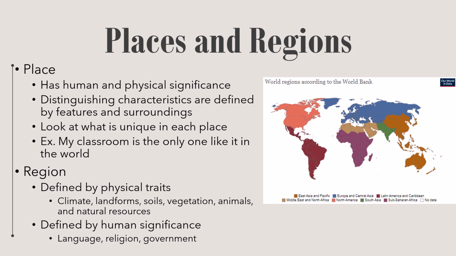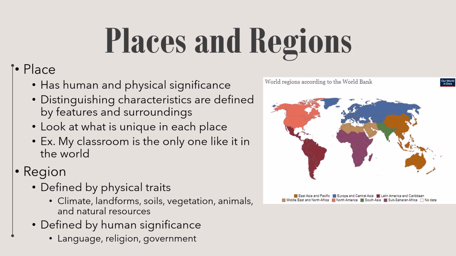So place is just an area anywhere on Earth. It can be big, it can be small, and it is basically all of the different things that make up that place. So different physical features and different human features. So, for example, my classroom is the only one like it in the world. Yes, there are similar classrooms in the same school, but they don't have my exact decorations or exact setup. So they can be similar, but they're not the same.